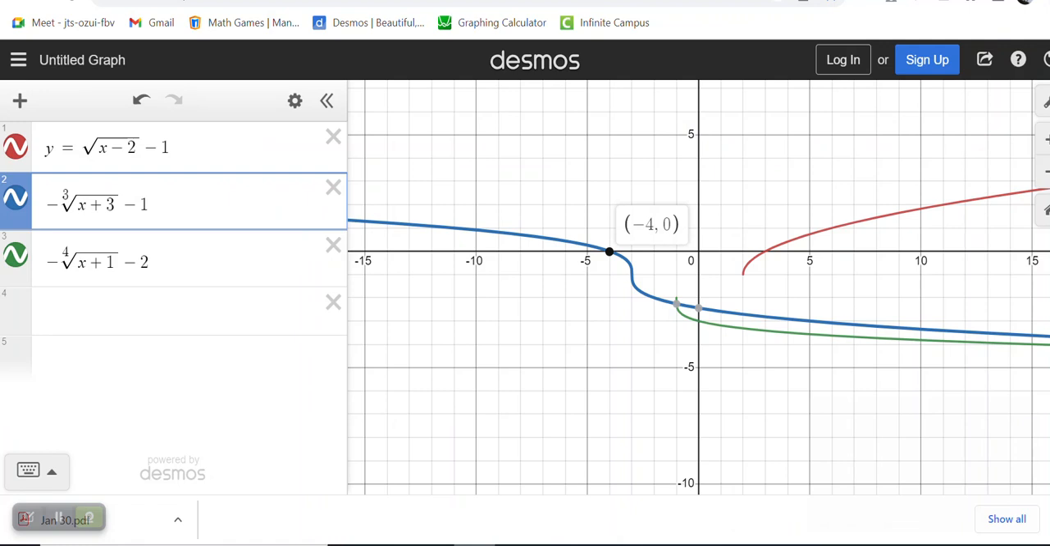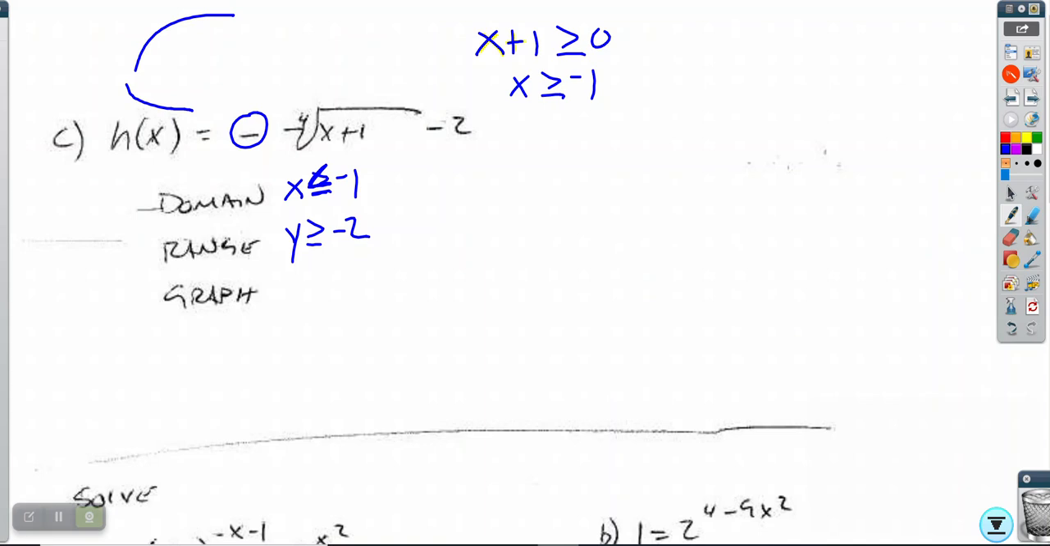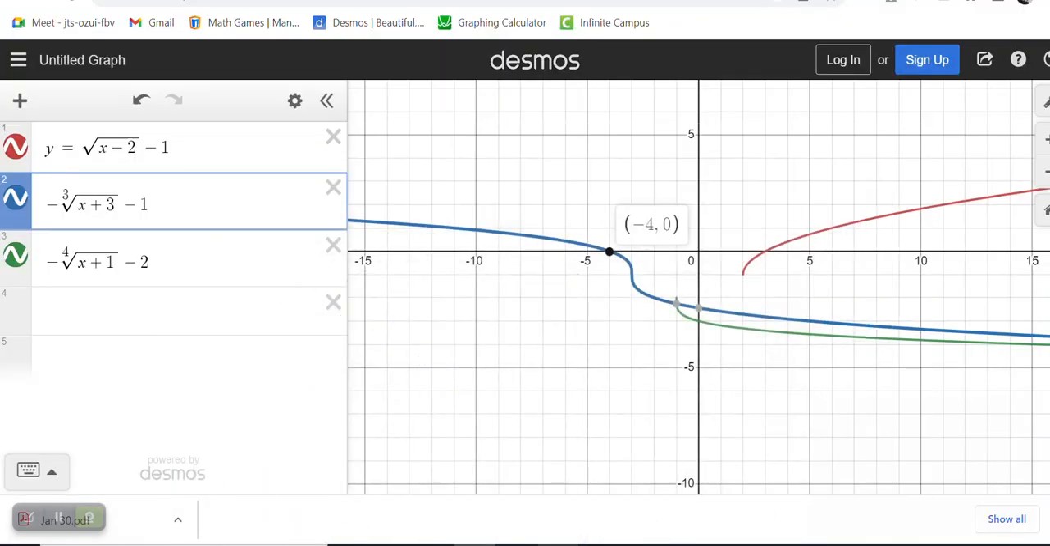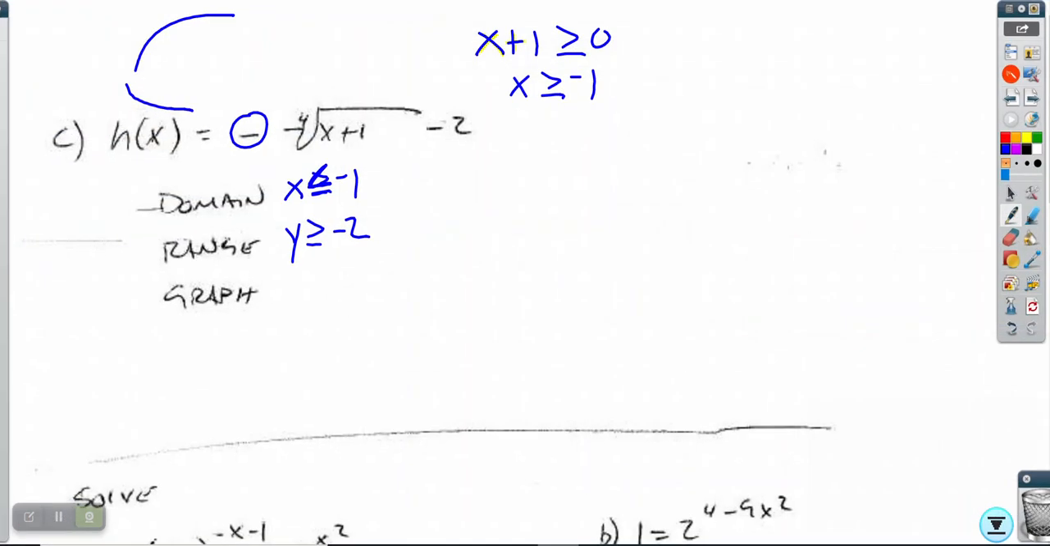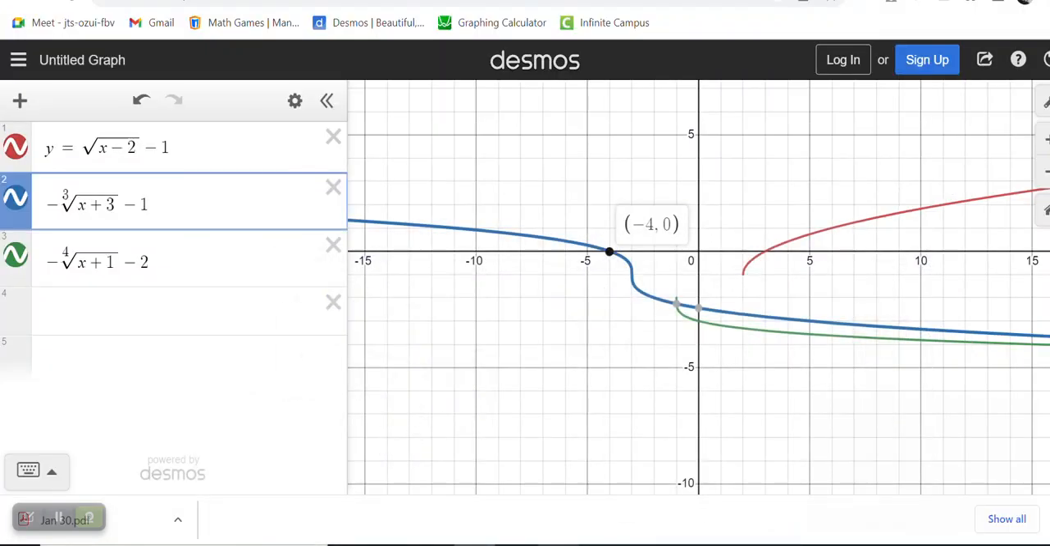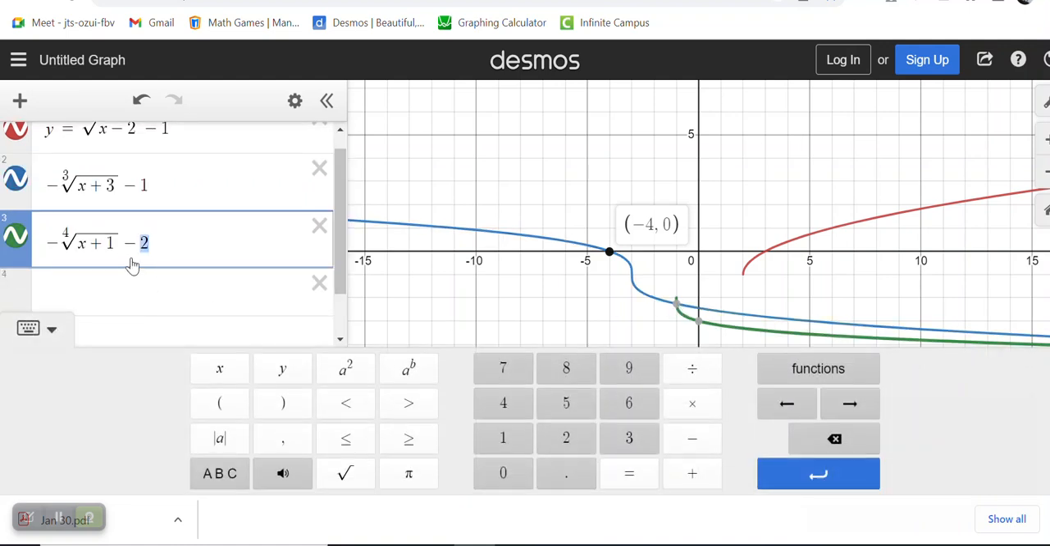And so in this case, it's coming down to 2. Why is it 2? That's a great question. Let's see. Oh, well, no kidding, it's down 2. Okay, so it's down 2, right? Because, so that's our range.